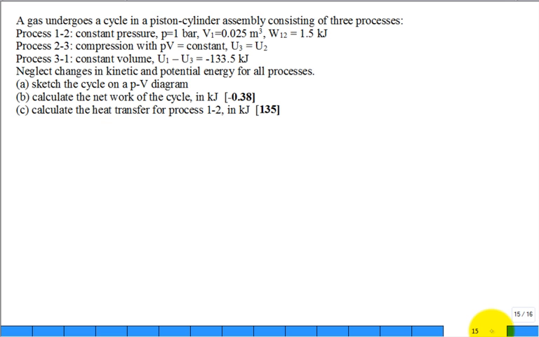A gas undergoes a cycle in a piston cylinder assembly consisting of how many processes? 3. Process 1 to 2 is constant pressure. They give us P of 1 bar, V1 of 0.025 meter cubed, and the work 1 to 2 is a positive 1.5 kilojoules. Right away, just pause for a minute. Can you kind of sketch a PV diagram and start to put any information down? Like, what does the process 1 to 2 look like?